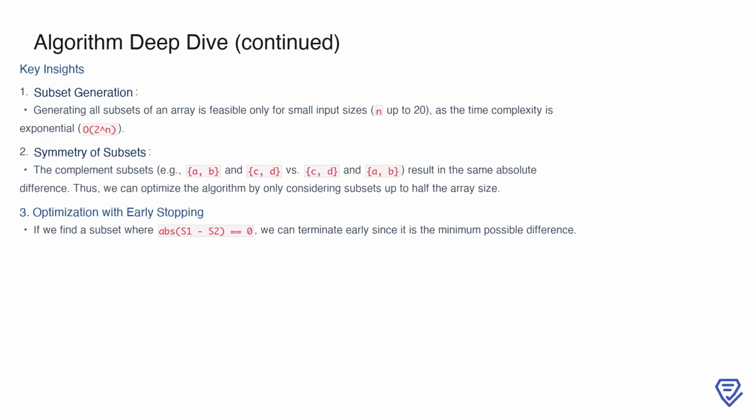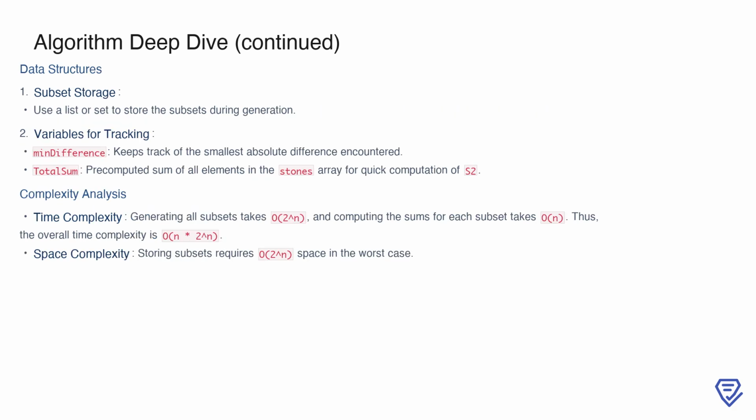For example, the subset A, B, and its complement C, D produce the same absolute difference as C, D, and its complement A, B. By recognizing this symmetry, we can optimize the algorithm by focusing only on subsets up to half the array size. Additionally, an important optimization is early stopping. If at any point we calculate an absolute difference of 0, we can terminate the algorithm immediately, as this is the minimum possible difference. To implement the brute force algorithm, we rely on specific data structures and variables.